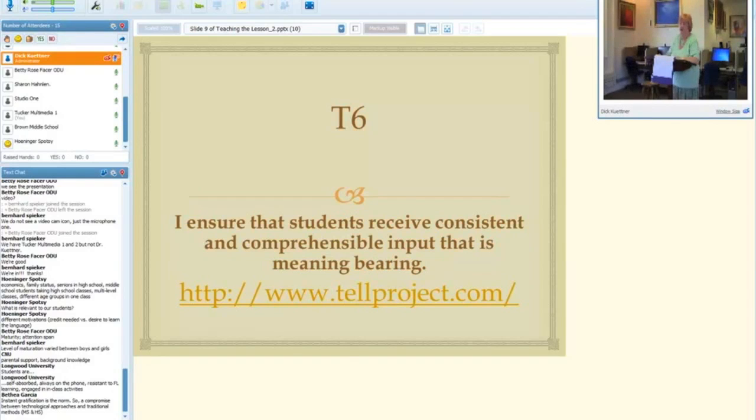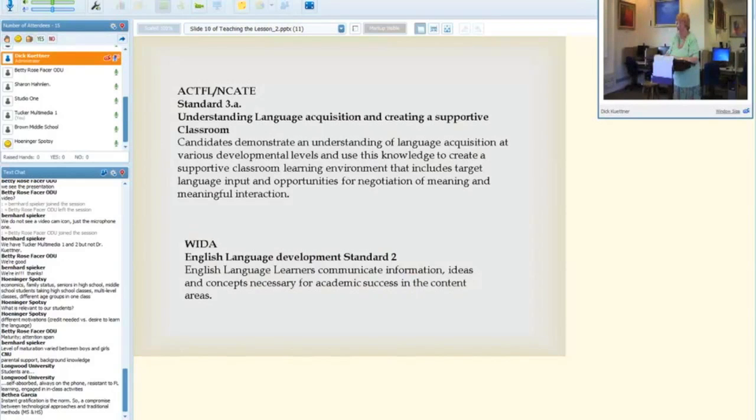If you're not familiar with WIDA, which is an English second language organization, it would be kind of like the NCATE or ESL that most states have adopted, and it stands for World-Class Instructional Design and Assessment.